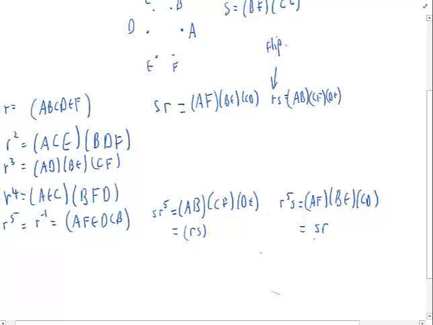All right, now you could continue this pattern and work the relationships, and you would find that SR squared is equal to R to the fourth S.